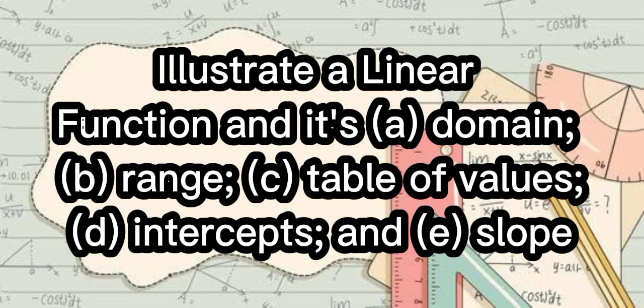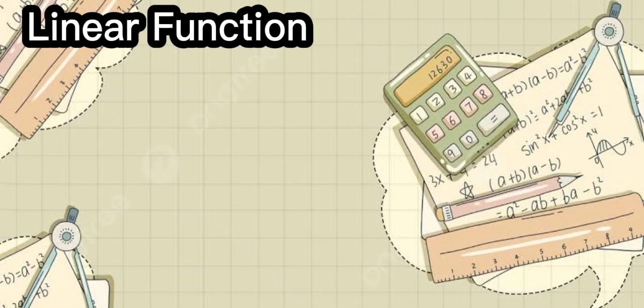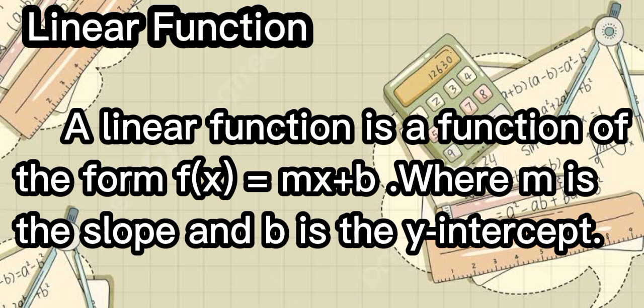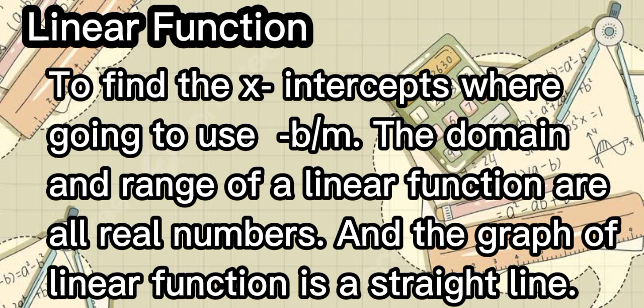Illustrate a linear function and its domain, range, table of values, intercepts, and slope. So what is a linear function? A linear function is a function of the form f(x) = mx + b, where m is the slope and b is the y-intercept.